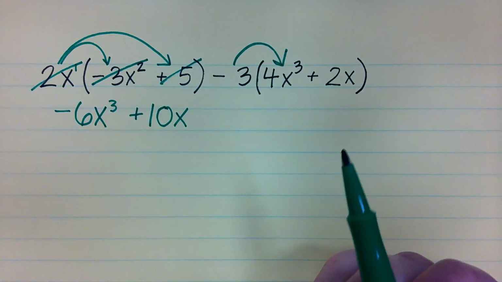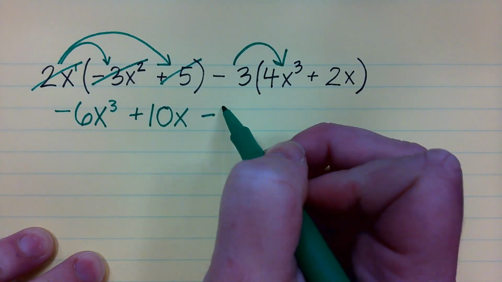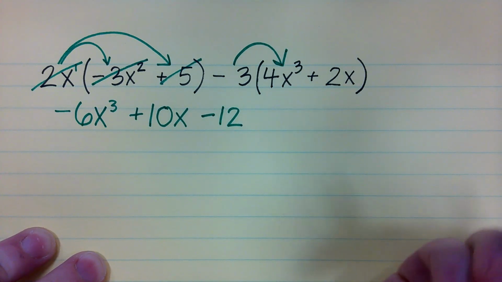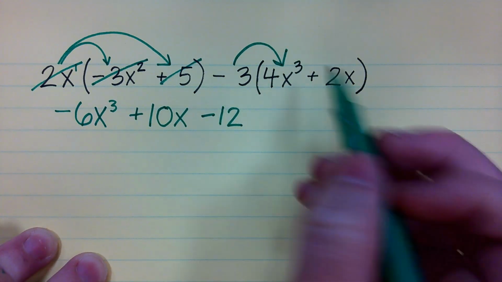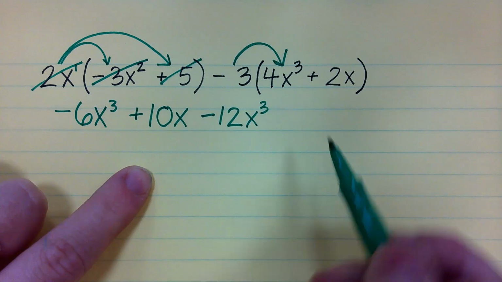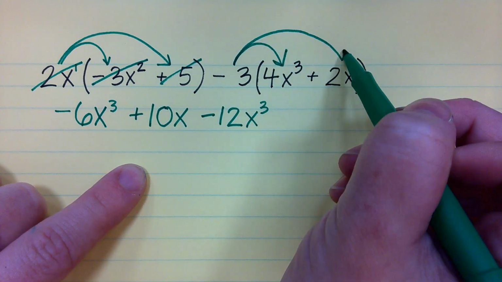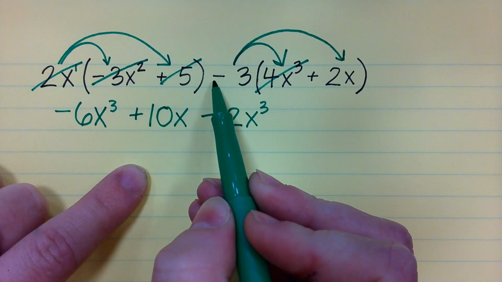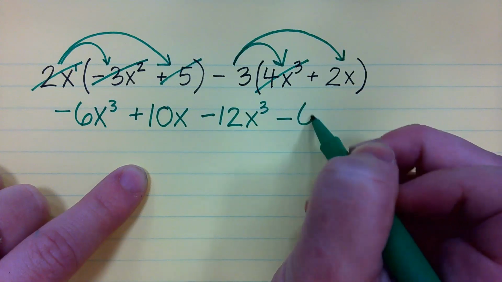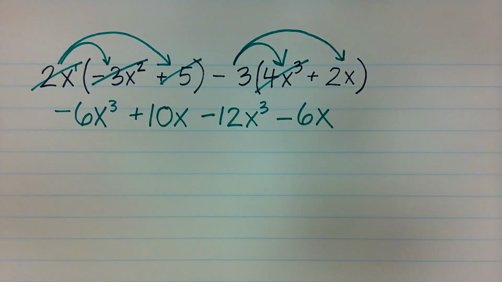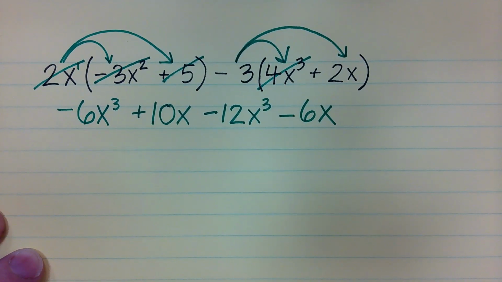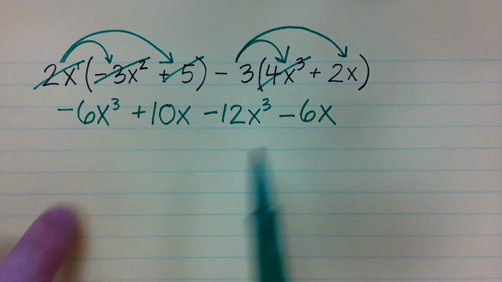So what's negative 3 times 4? Negative 12. And what happens with my x cubed? Just bring it down. There's no x that I'm multiplying, so it stays the same. Minus 12x cubed. And now I got to distribute to the other term. Done with that one. So negative 3 times 2? Negative 6. Bring that x down. Good. Negative 6x. Awesome. Okay, guys. What do we do now? Yes, we need to combine our like terms.